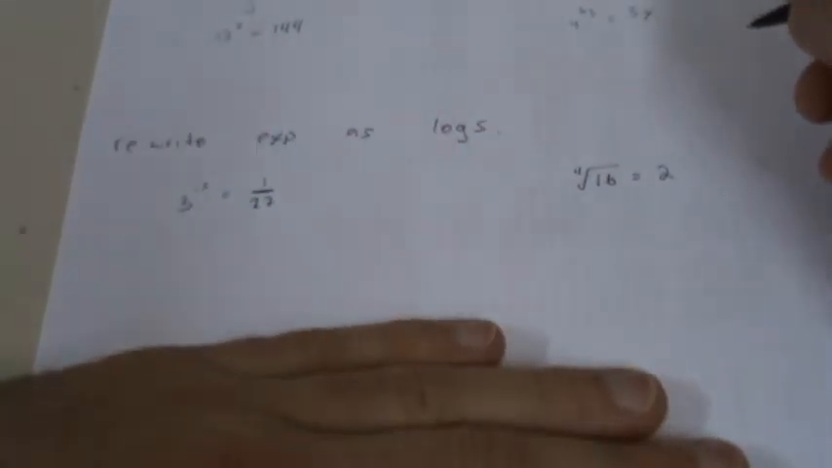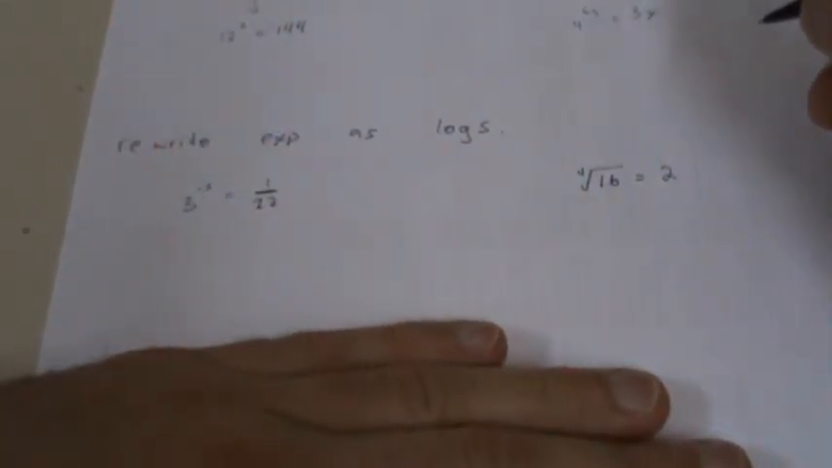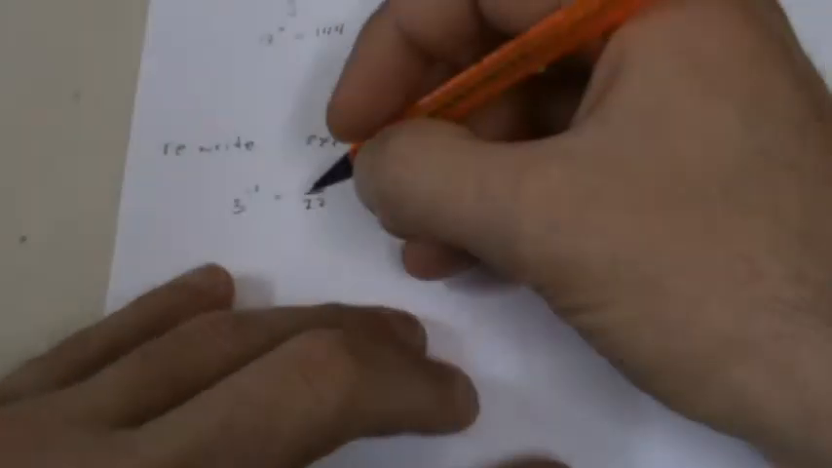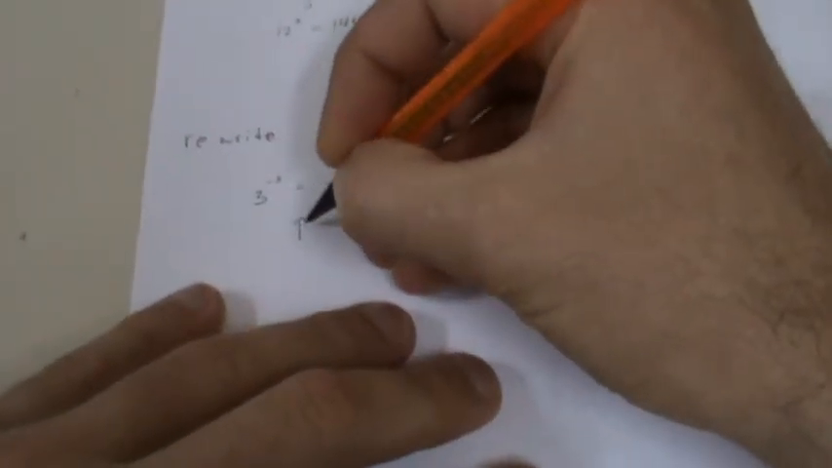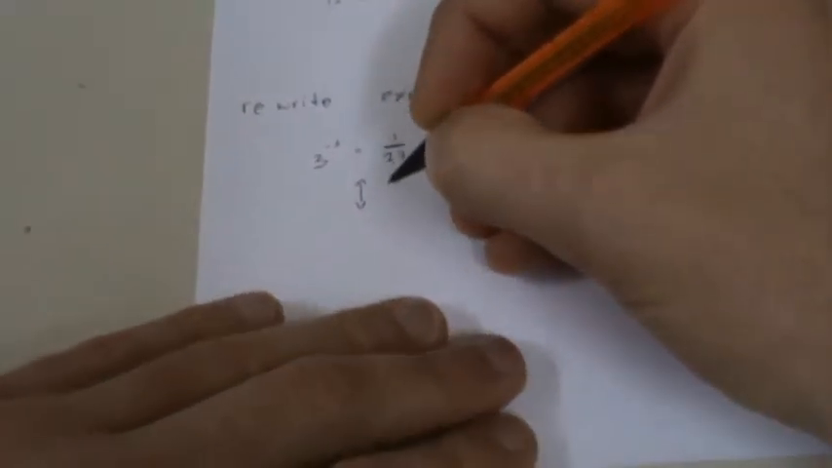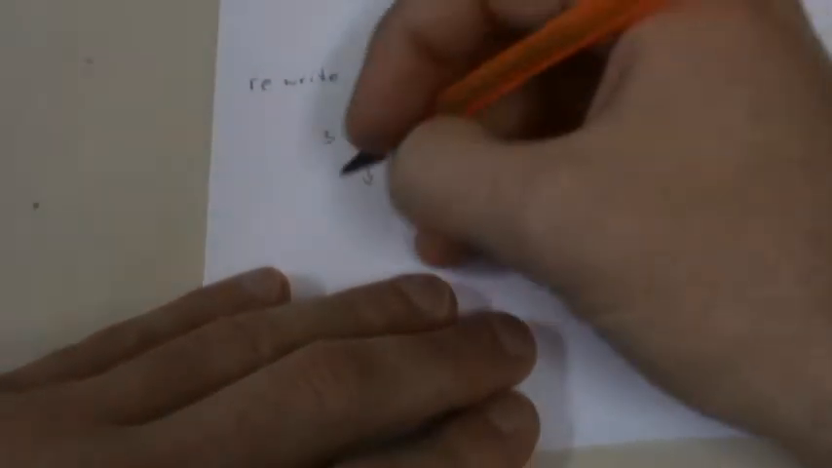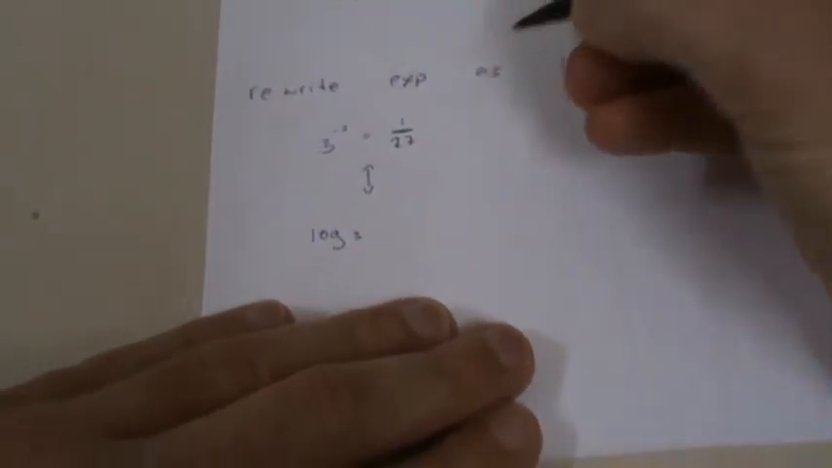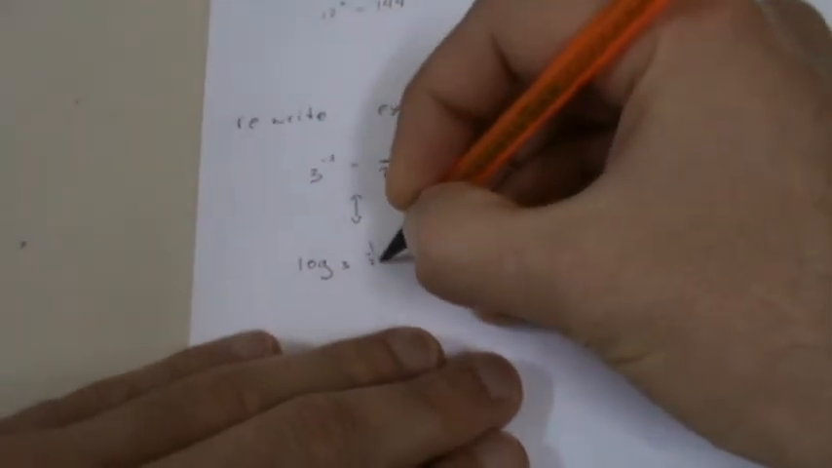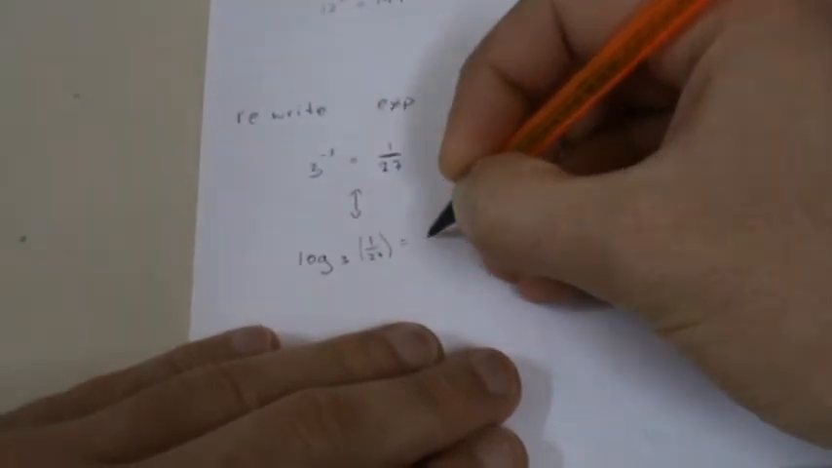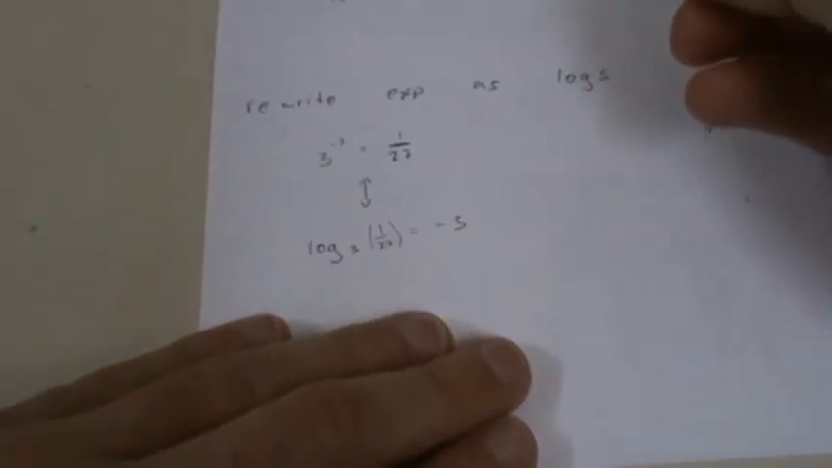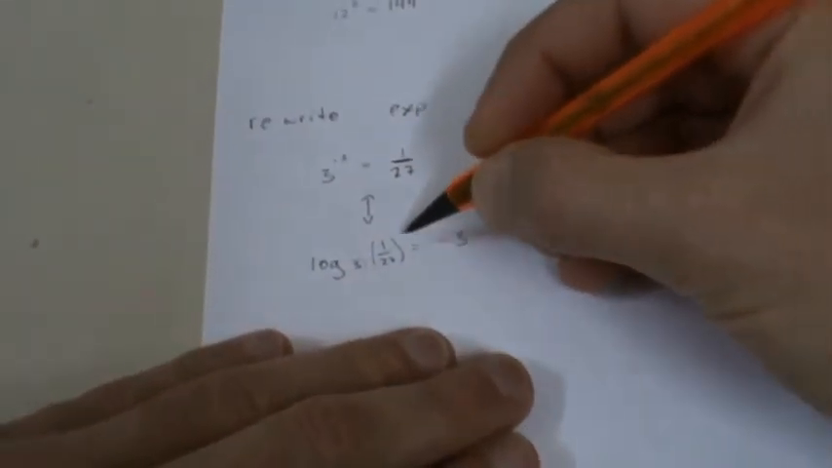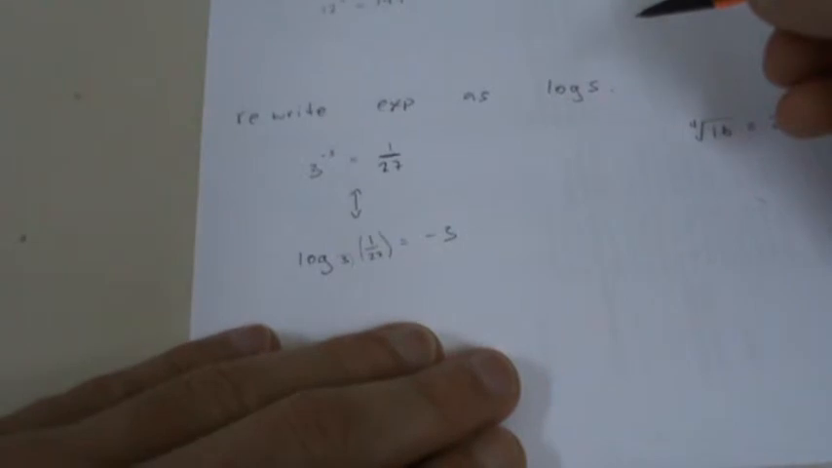So I'm going to now put in some tricky ones here. If I want to rewrite this as a logarithm, it's actually pretty simple. I say that it's log base 3 of 1/27th is equal to negative 3. What this implies is that 3 to the negative 3 is 1/27th.